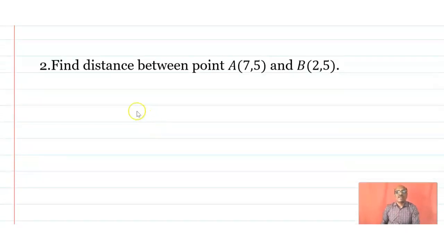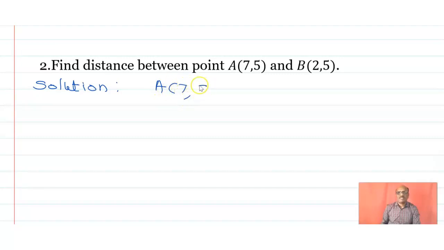Now the next question: find the distance between these 2 points. This is also an easy question. The first point, if we take it as 7 and 5, is treated as x1 and y1. Next, B is 2 and 5, treated as x2 and y2. We want to find the distance AB.